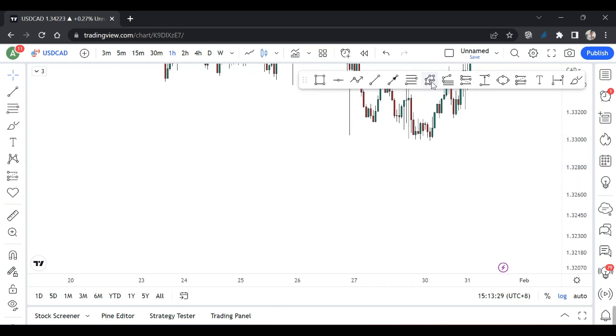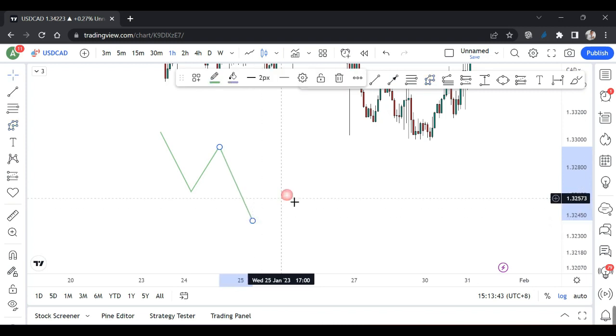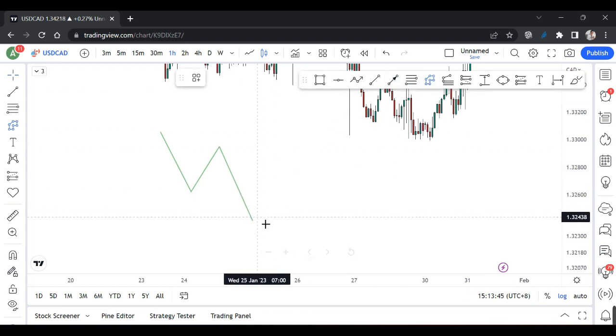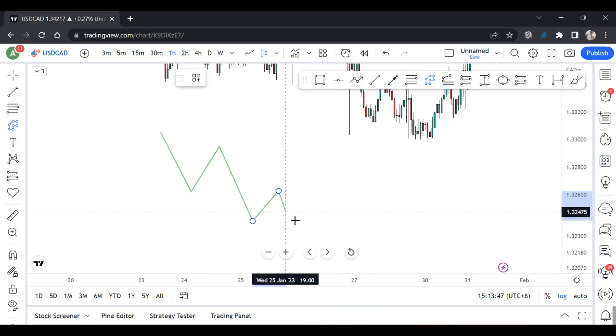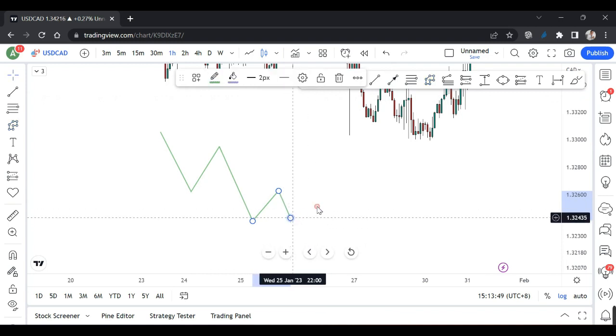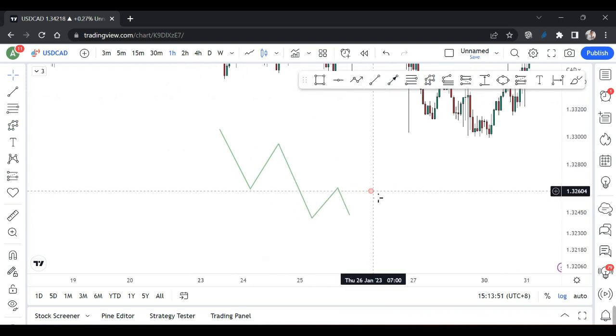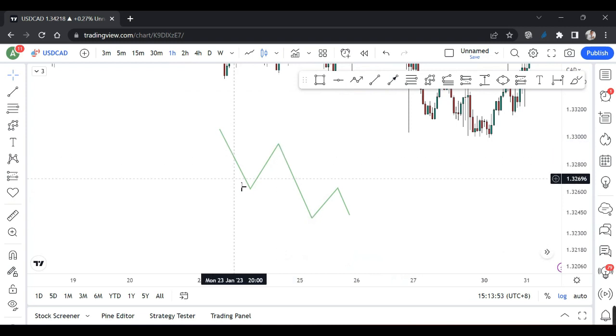So let me give you a brief introduction first. What does SBR mean? When we have a support, the price comes down and breaks the support. Then we are looking forward to a sell from this area. This is something we call SBR.